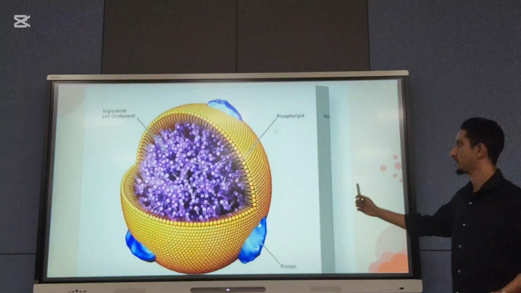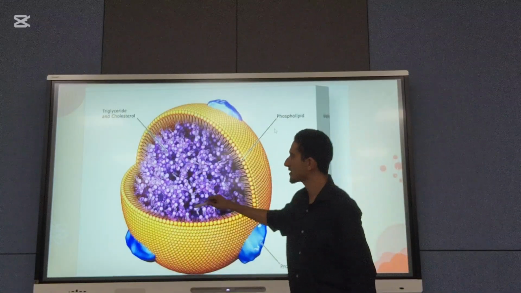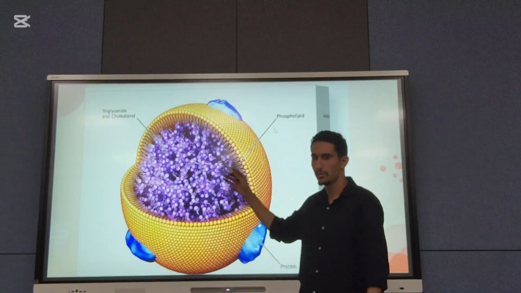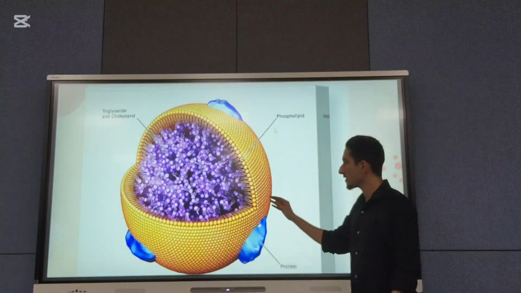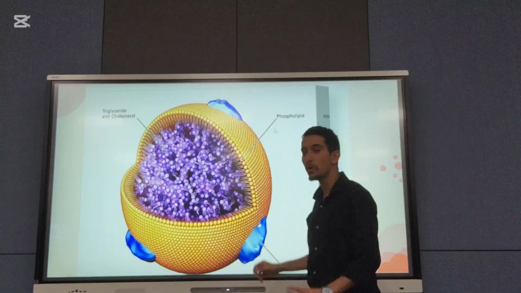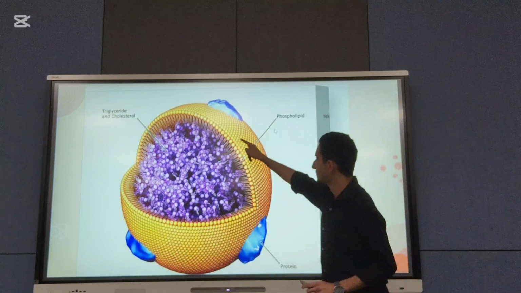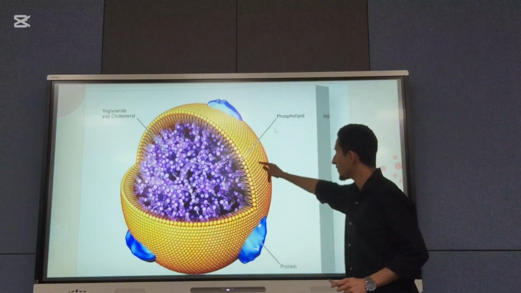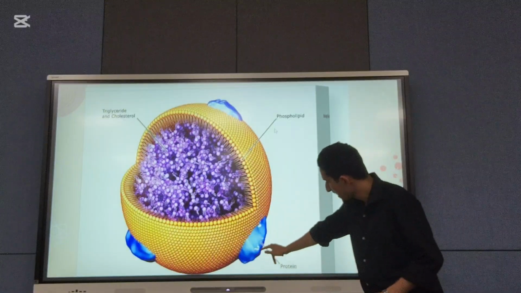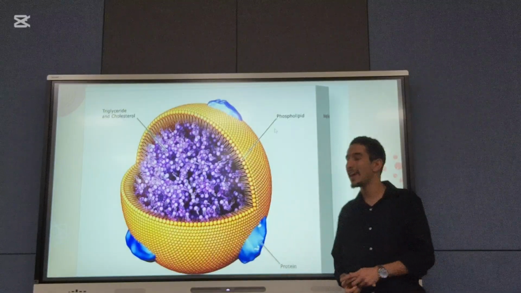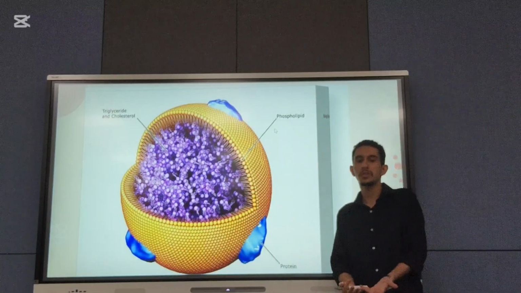Let's imagine the structure. This thing in purple is the lipids, triglycerides, cholesterol, name it. The outer layer is a phospholipid monolayer and not a bilayer. These things in yellow are the phospholipids. What is this blue structure? It is the protein, the apoprotein we talked about earlier.